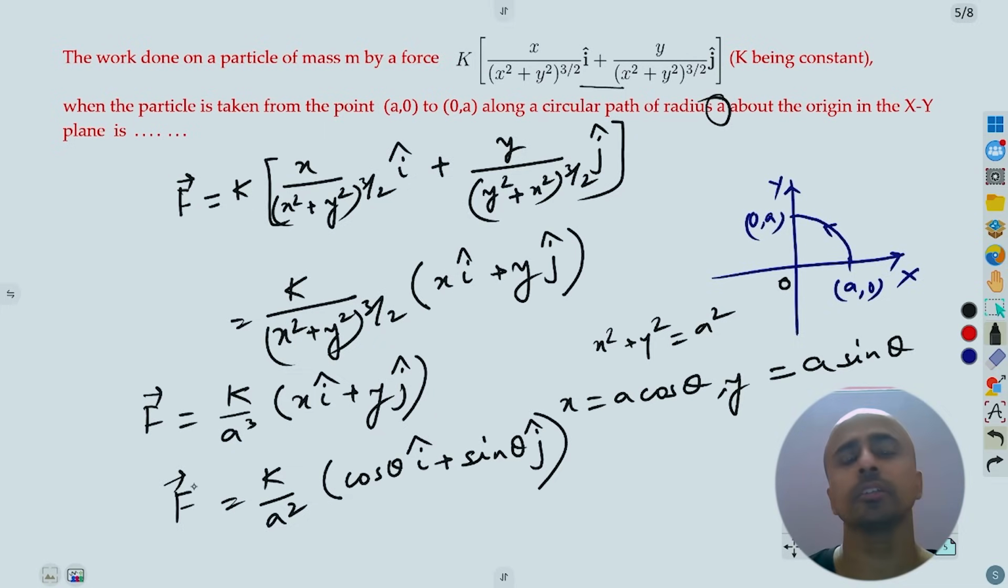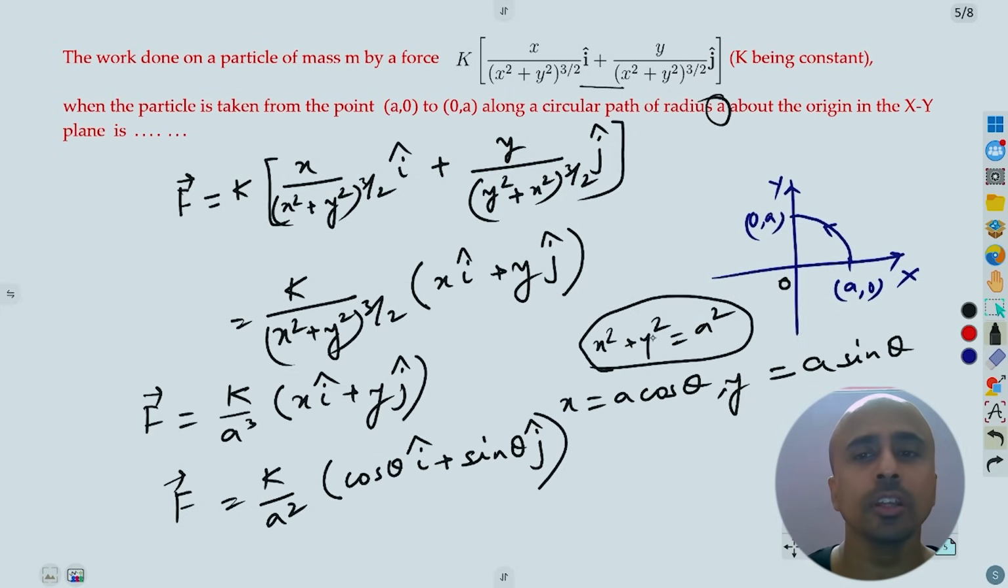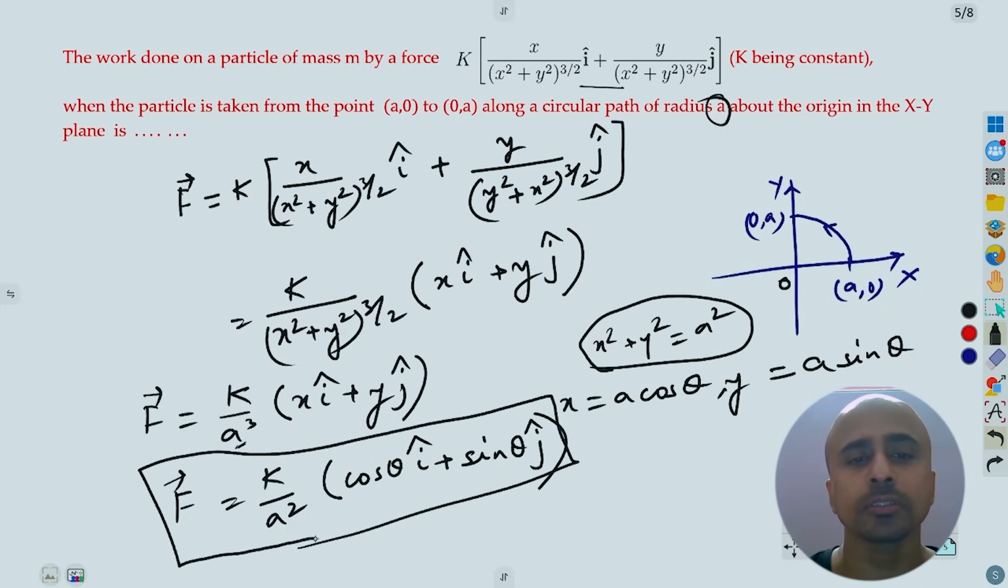Did you understand what we did here? See, the path is the circular path, right? And we know the equation of a circular path with center at origin is this. Now we simply substitute this value here. We obtain this. And now we are on the circular path, because the particle is taken along the circular path, so we can substitute x by a cos theta, y by a sin theta. So one a will cancel out, so instead of a cube, it will be a square. So right now our force vector is this one. It is a quite simplified version instead of this one.